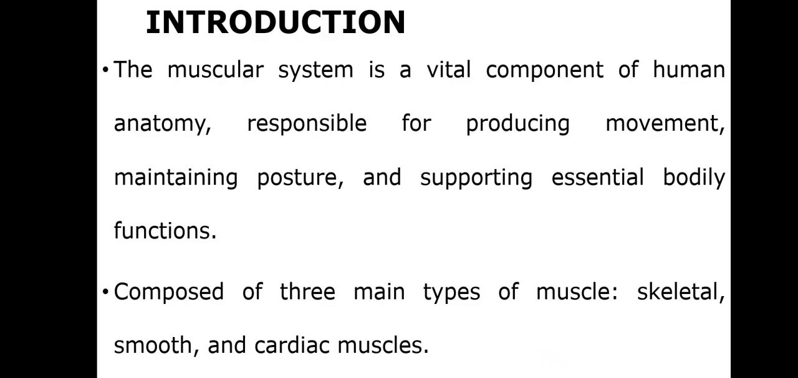Now, in the introduction of this session, we're saying that the muscular system is a vital component of human anatomy, which is responsible for producing movement, maintaining body posture, and supporting essential bodily functions. So this muscular system is very important. Why? Because it helps human beings to produce movement, to maintain body posture, for you to stand in a certain position or to sit in a certain way for a long time.